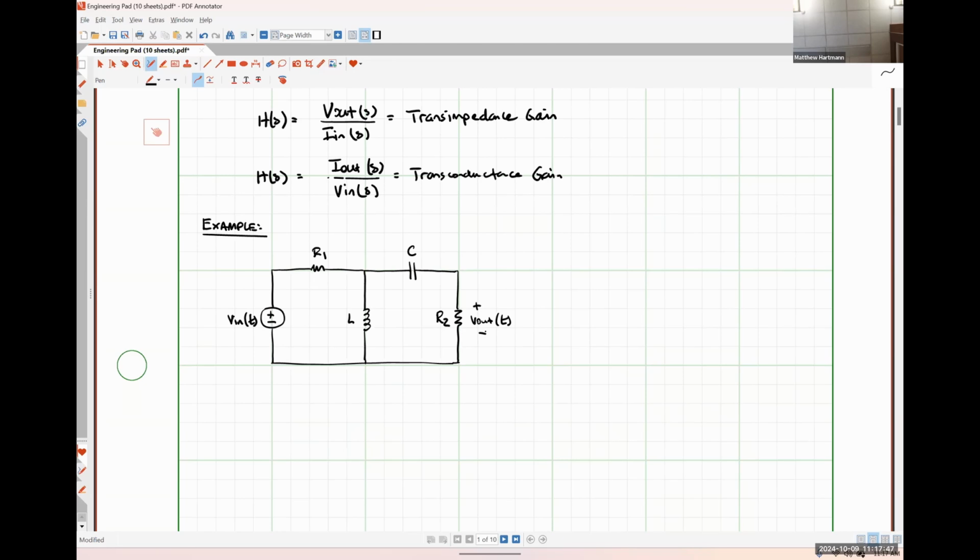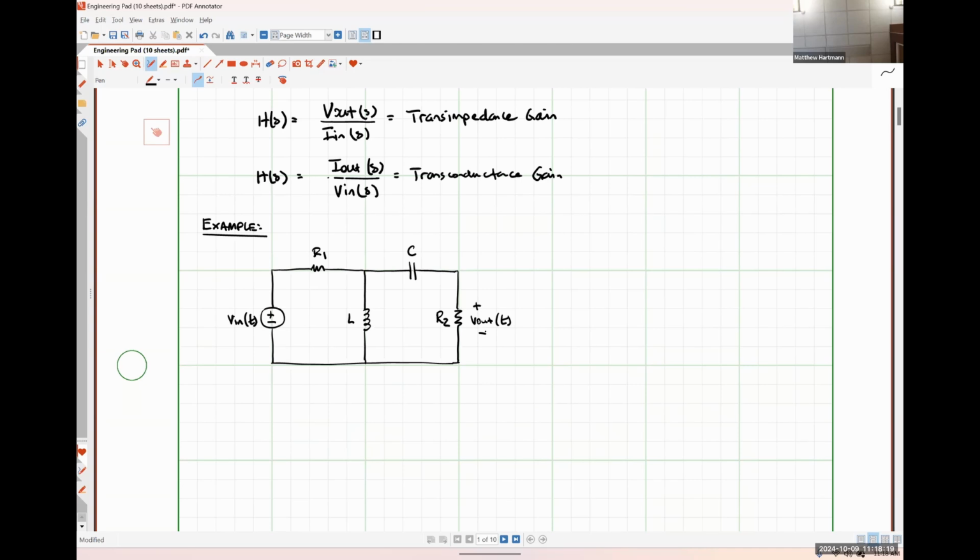So we just have some passive network here, and it will behave like some sort of a filter because the impedances of the inductance and the capacitance are going to change as a function of our frequency S, okay? Now, looking at this thing, we can't really make an intuitive guess as to what type of filter it might behave like. And so that's where our transfer function is going to come in, and it's going to provide us some of that information.